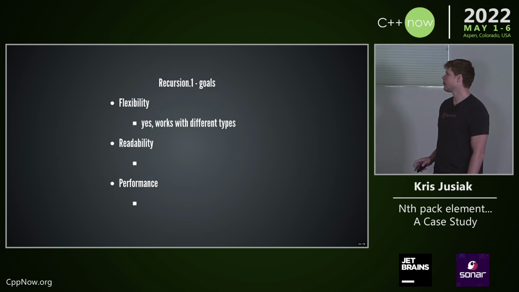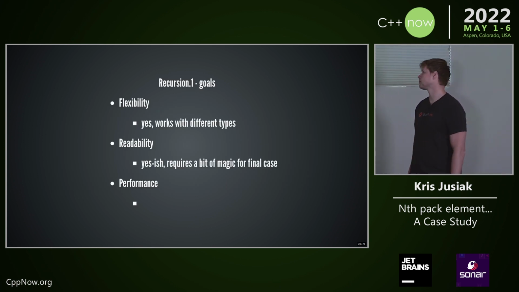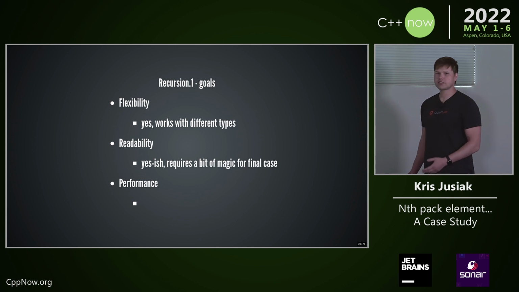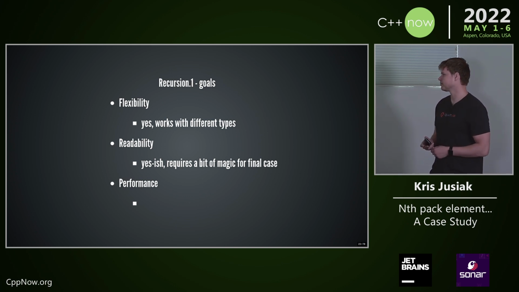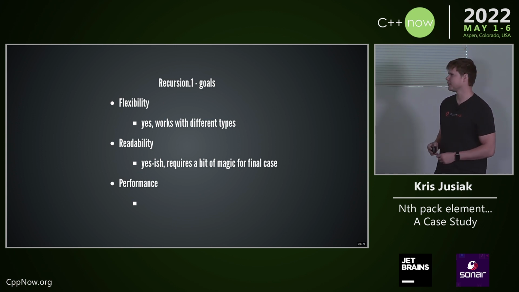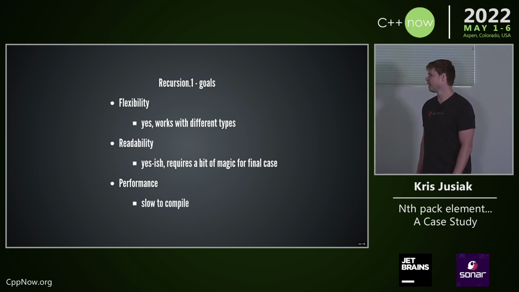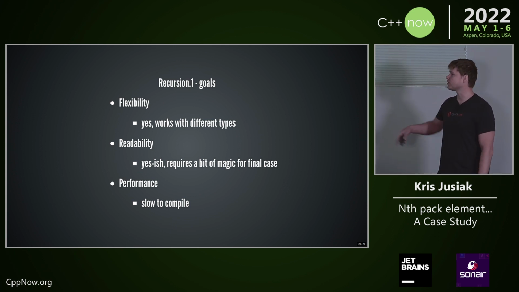So that's good. It works with different types. It's kind of readable. There is a bit of magic for the final case. If you screw that up, you can crash your compiler because it will try to compile it forever. And not ideal when you have thousands of types or something like that. It obviously depends how much memory you have as well. And it's slow to compile, and we'll see that because it's a recursive solution. It has to go and instantiate that function all the time.